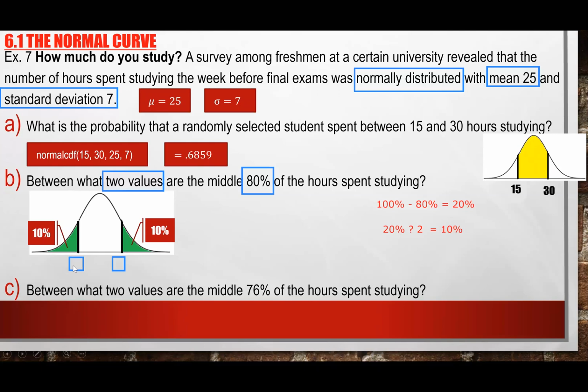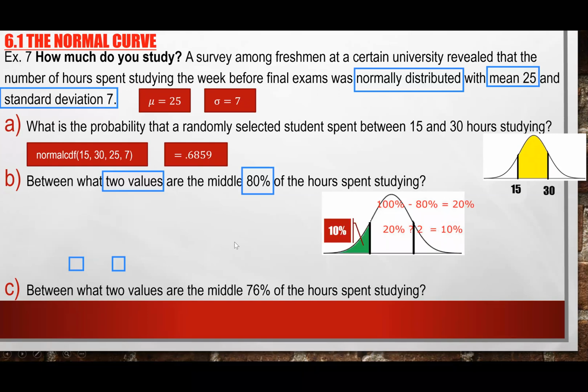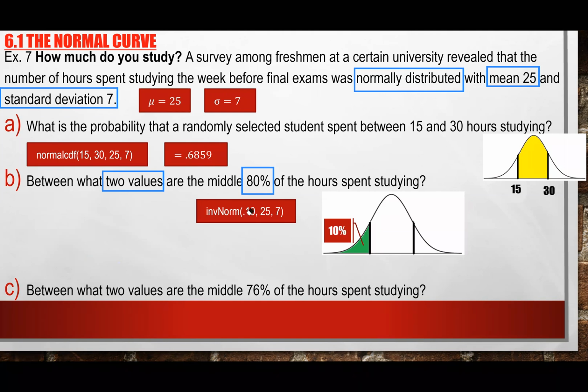I can find this value on the left-hand side because my calculator can give me the value on the left, or my calculator can calculate the value if I have the percentage on the left. Reminder, you need to type in the decimal. You cannot use the percentage. You need to convert your percent to decimal, so you use the inverse norm with 0.10. My mu is the same, 25. My standard deviation is 7. So that is my left-hand side, or that's my left value.